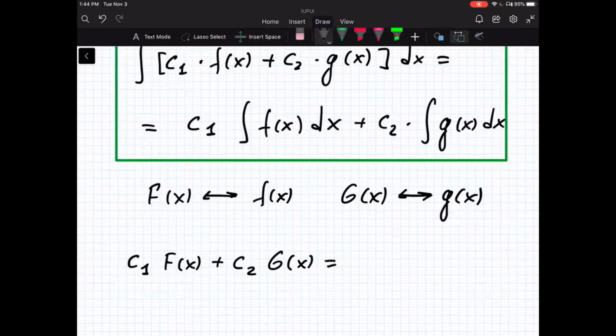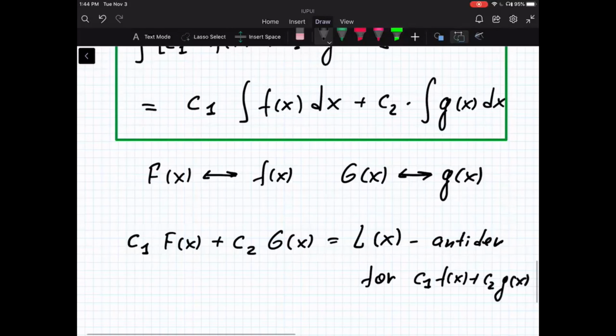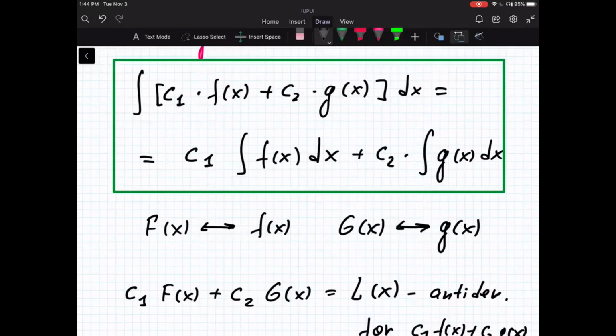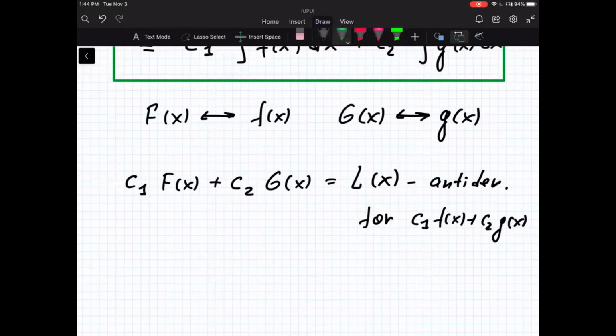But I'm saying that this function, let's call it L of x, is in fact an antiderivative for c1 f of x plus c2 g of x. That's what we need to prove, because the left-hand side in the box is just the antiderivative of this function, c1 f of x plus c2 g of x. And how to check it? We just need to differentiate.